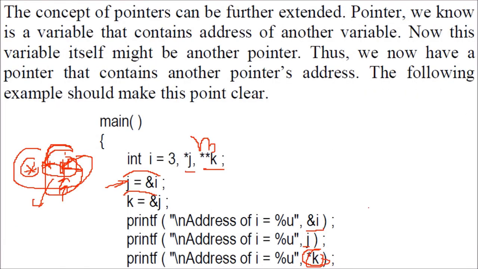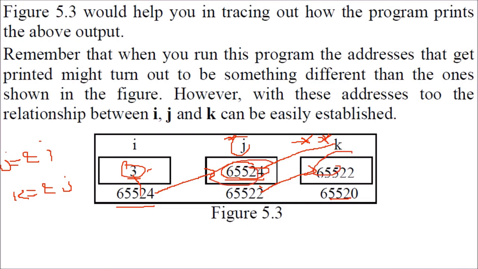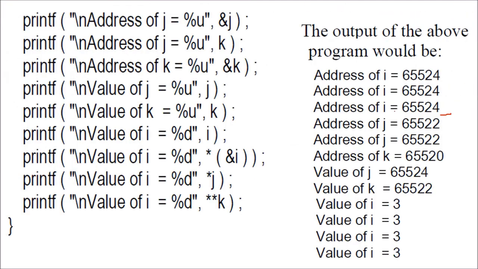Star k, as we just said, star k is what? Star k will give you this one, 65524, the value at its address. Now the address of j is what? Address of j will be 65522. This k will simply keep the value, that is 65522, and address of k, that is ampersand k, will be 65520, the address of k.